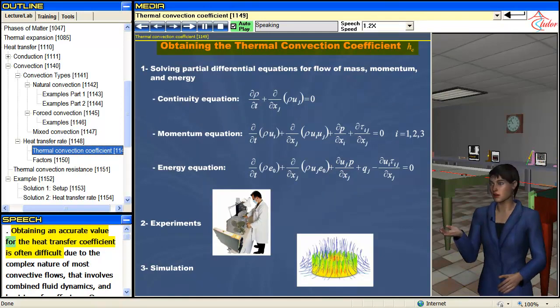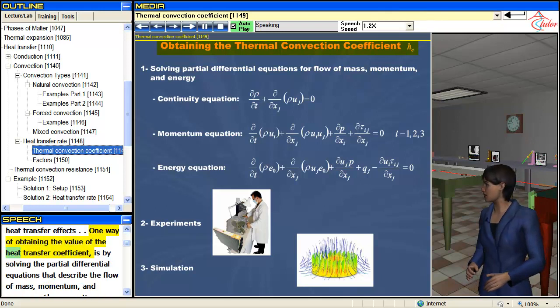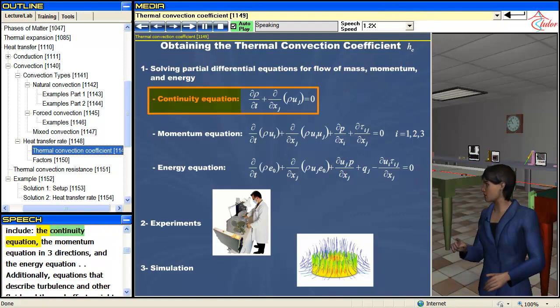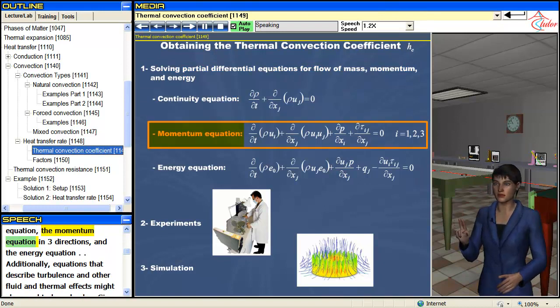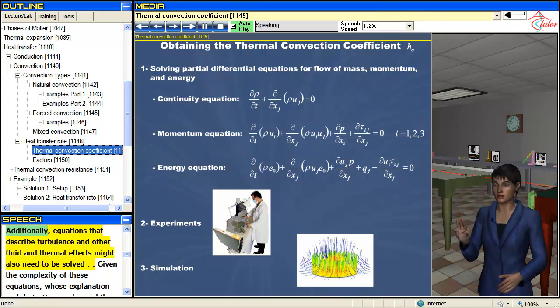Obtaining an accurate value for the heat transfer coefficient is often difficult, due to the complex nature of most convective flows, that involves combined fluid dynamics and heat transfer effects. One way of obtaining the value of the heat transfer coefficient is by solving the partial differential equations that describe the flow of mass, momentum, and energy. These equations include the continuity equation, the momentum equation in three directions, and the energy equation. Additionally, equations that describe turbulence and other fluid and thermal effects might also need to be solved.